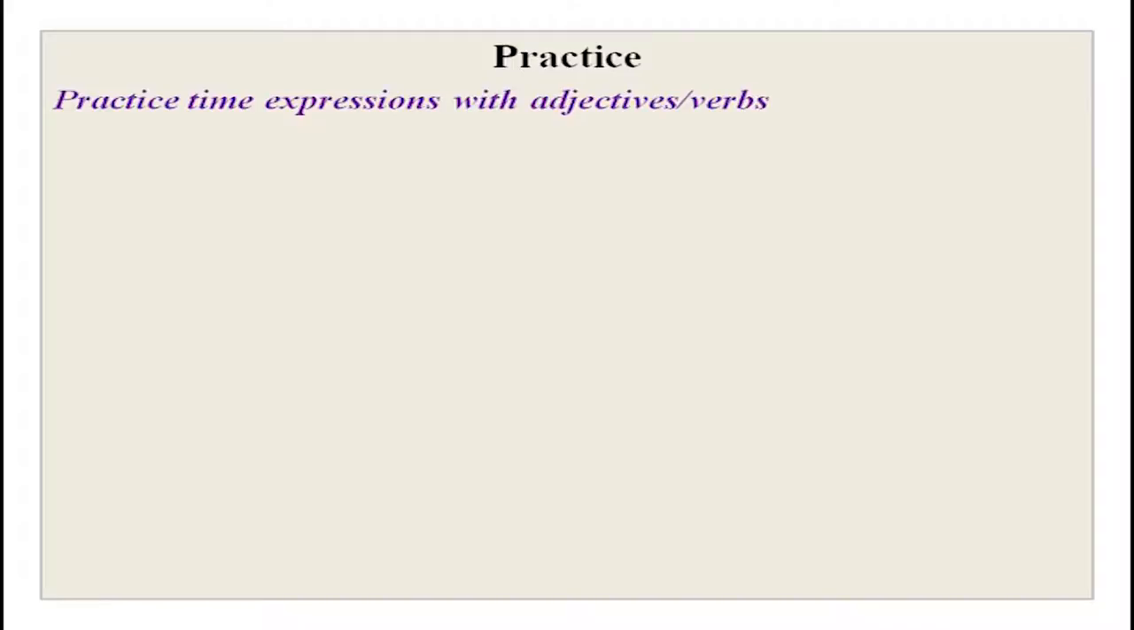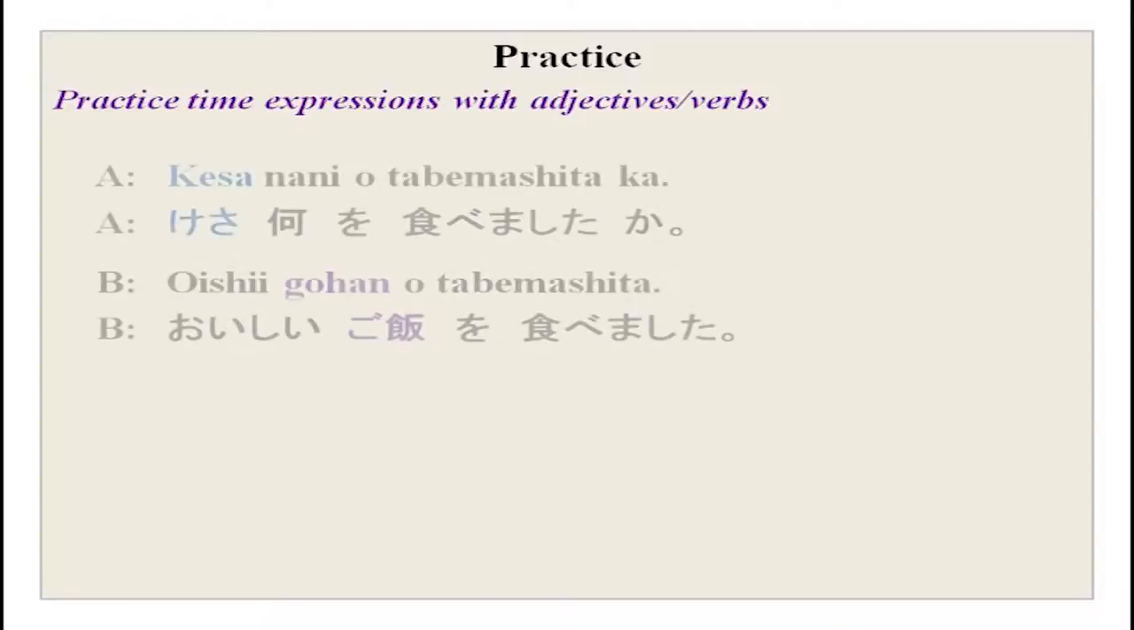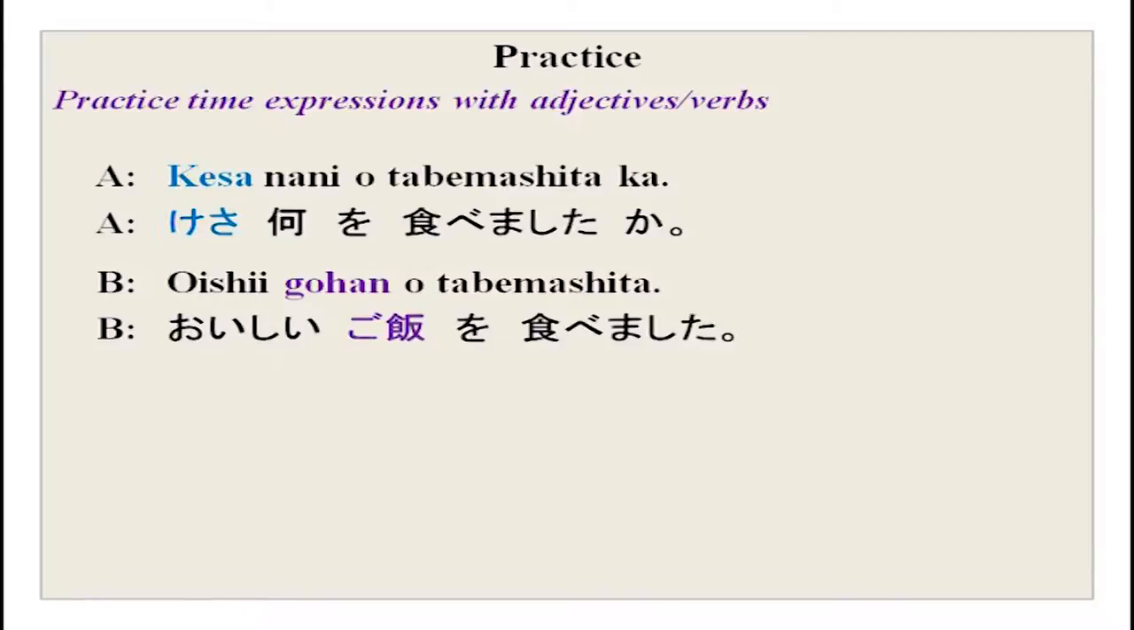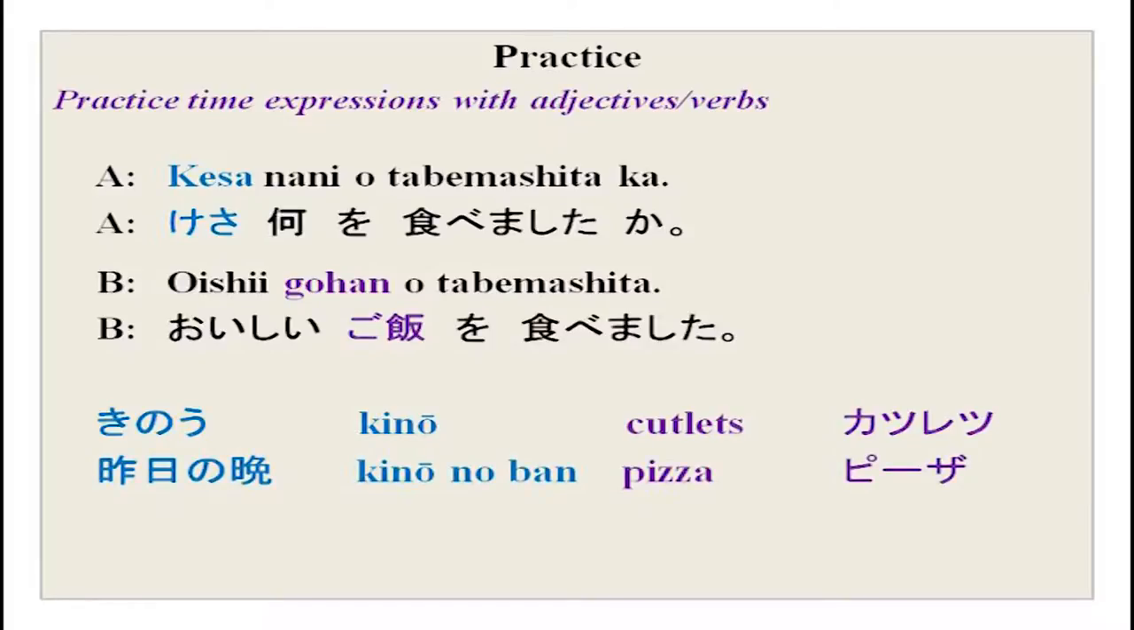Now, practice time expressions with adjectives and verbs. Different adjectives, different time expressions, different nouns, different verbs. You have this example over here. Kesa nani wo tabemashita ka? Oishi gohan o tabemashita. So, kesa can be replaced with kino, kino no ban, yoru. Kino nani wo tabemashita ka? Oishi katletsu wo tabemashita. Kino no ban nani wo tabemashita ka? Oishi pizza wo tabemashita. Yoru nani wo tabemashita ka? Oishi spaghetti wo tabemashita. So, you can replace and use these time expressions with different nouns and practice simple conversation.